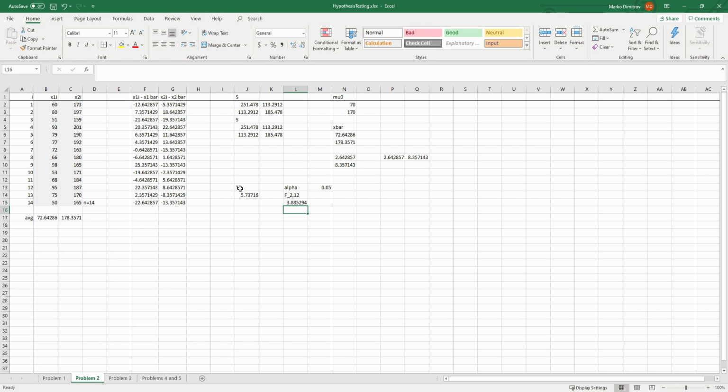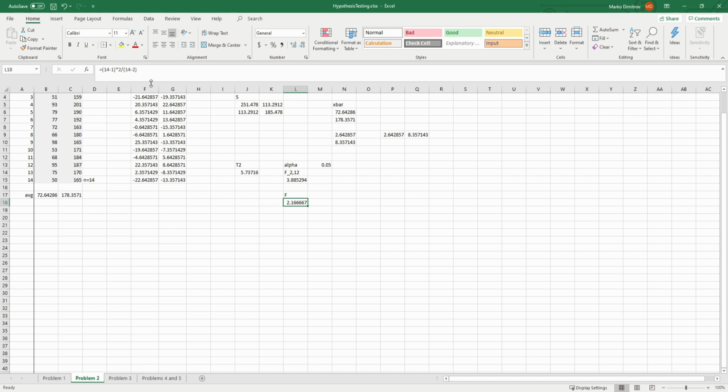But our t-squared statistic does not have Fisher distribution, we need to multiply it with some constant. What is that constant? So we can say this is F. This is n minus 1 times p divided by n minus p. So n minus 1, so 14 minus 1 times 2 divided by 14 minus 2. Okay, so this is our value. Sorry, it's actually the opposite. So 14 minus 2 divided by this number, and then we need to multiply it with our t-squared statistic.